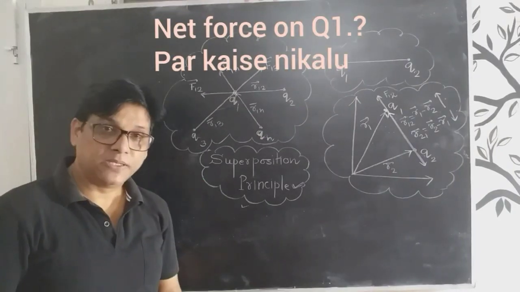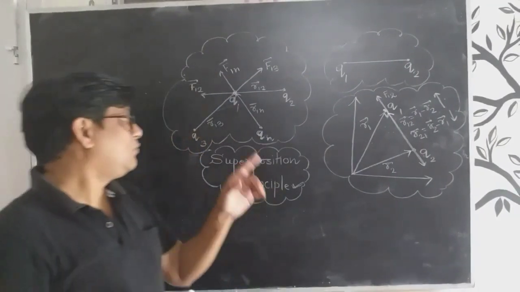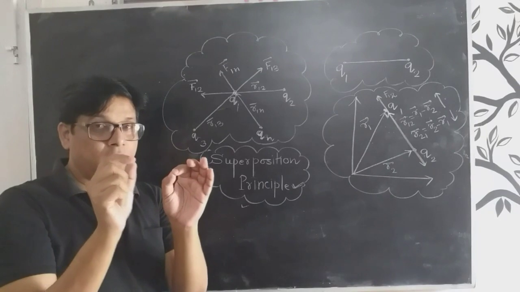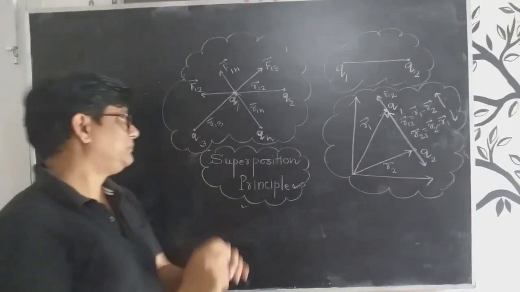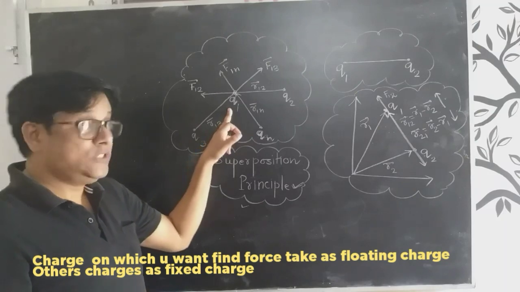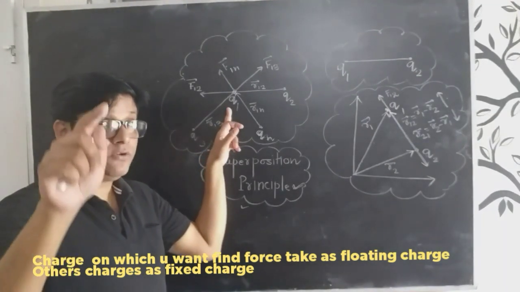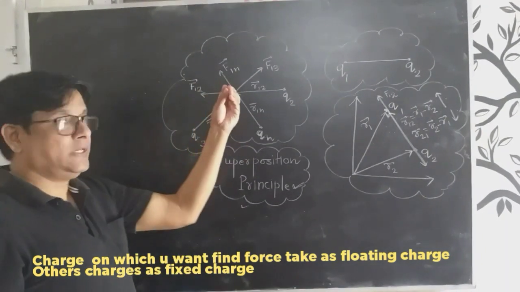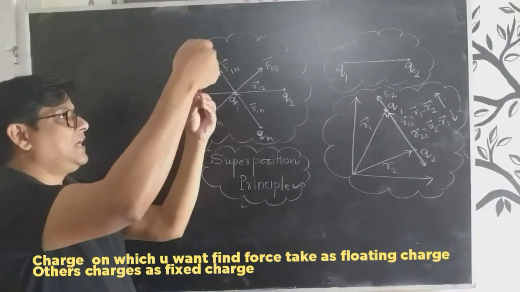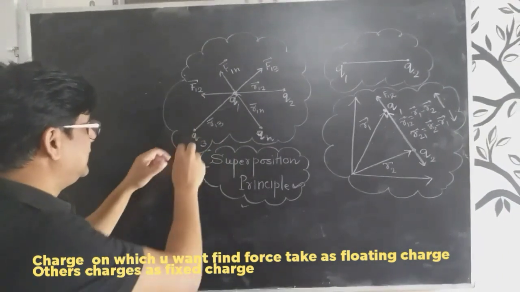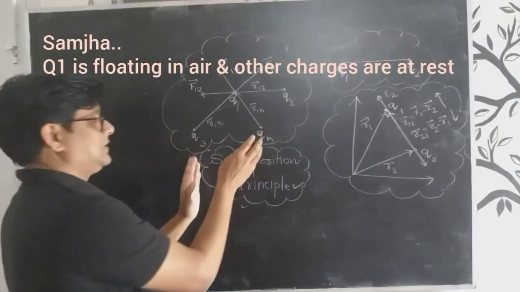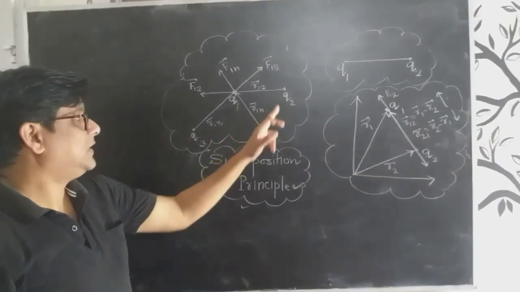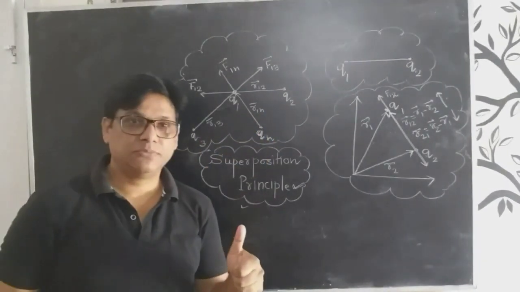The superposition principle suggests that whenever you want to find the net force on this particular charge, first you have to make certain assumptions. Number one, the charge on which you want to find the force, you consider this charge is floating in the air. And all the other charges which are applying force on this are fixed. This one, this one, this one are fixed. Clear? And they are not applying force on each other. These are the basic assumptions of the superposition principle.